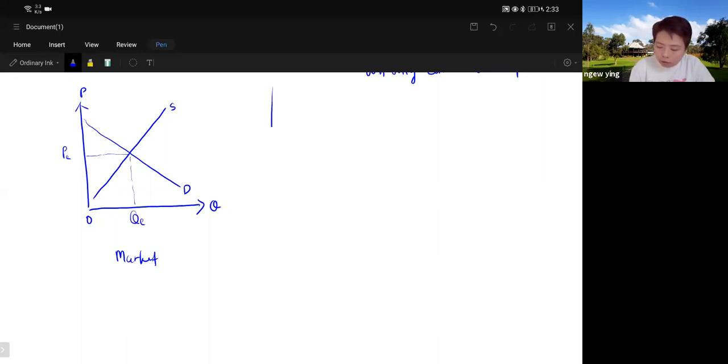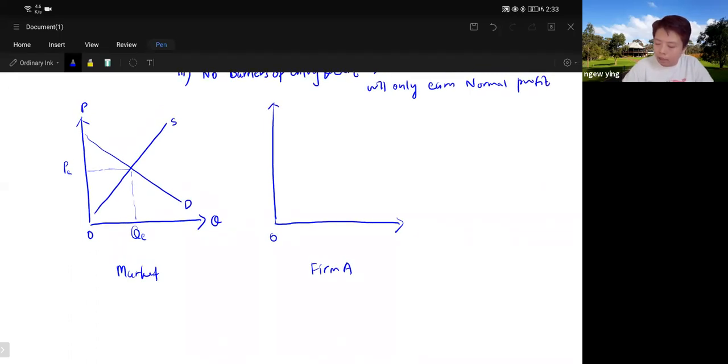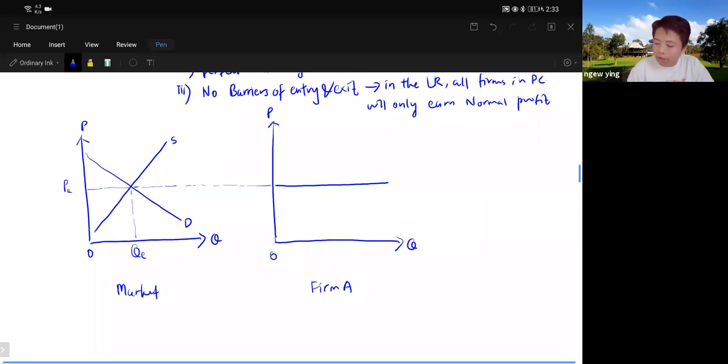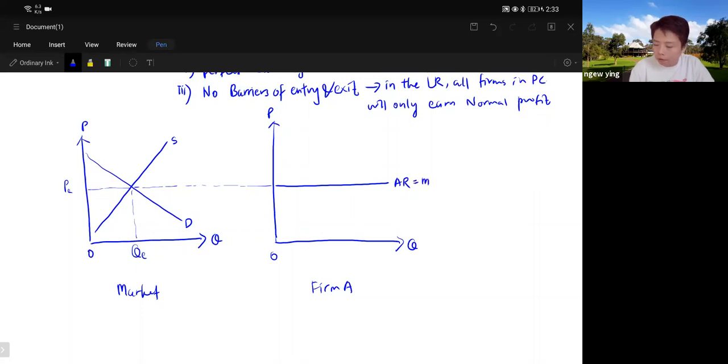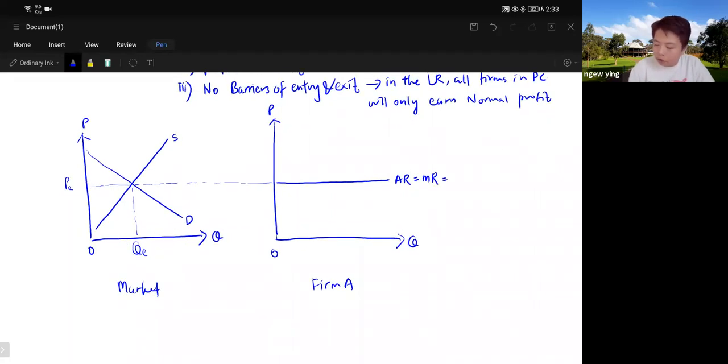And next, we are showing the firm's diagram. So let's say this is firm A. This is the information that we learned in chapter 2.4, the market structure. Now we need to show that firms are basically price takers. They will sell all their product at the same price. Therefore, this horizontal line is at the same time the AR for perfect competition firms, MR, and also the demand curve, perfectly elastic demand. And also this is the price curve just now.